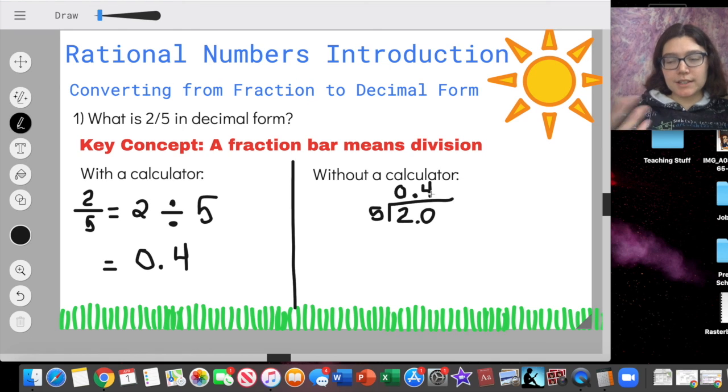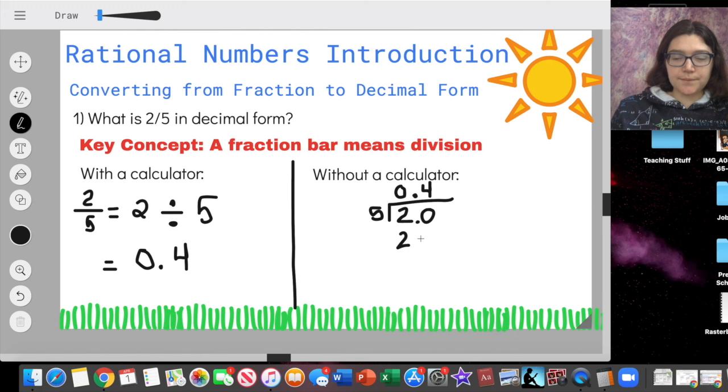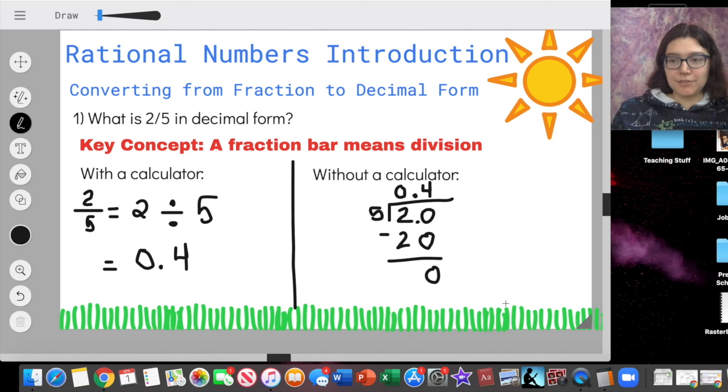And then we would continue: you do 4 times 5. That's equal to 20. And we subtract 20 minus 20. And that's going to give us 0. Once we get 0 down here, that means we're done. We've fully and correctly divided. 2 divided by 5 is 0.4, like we can already see. Great job, everyone.